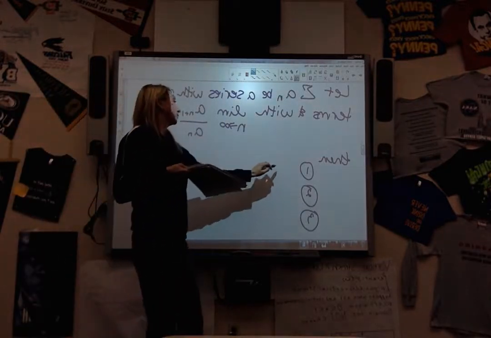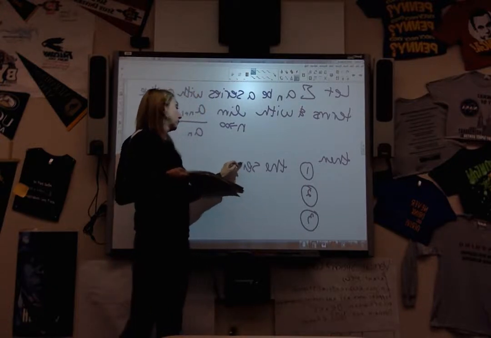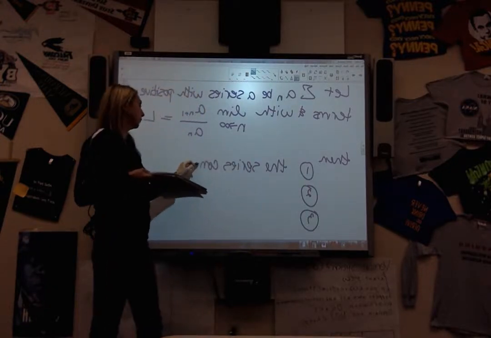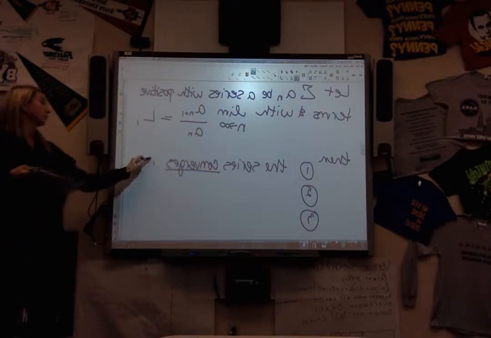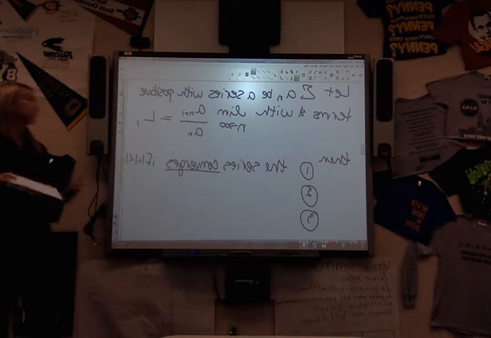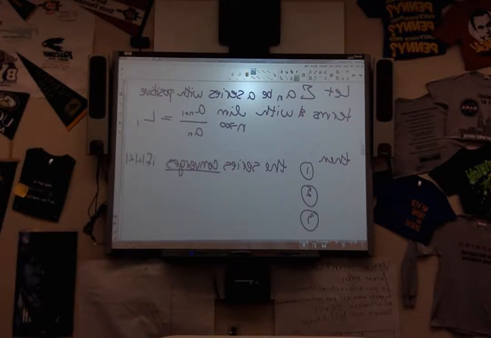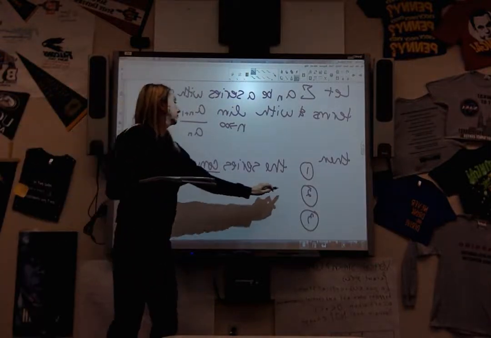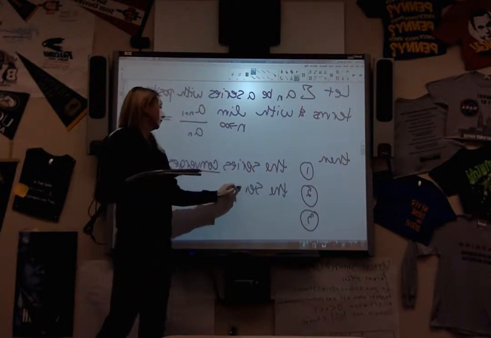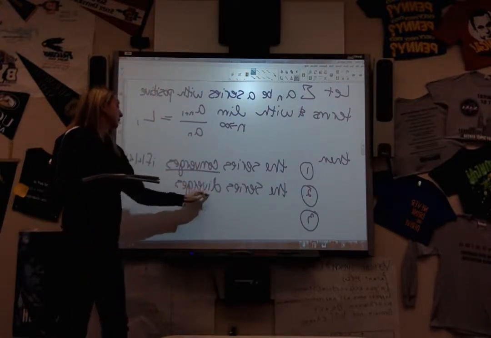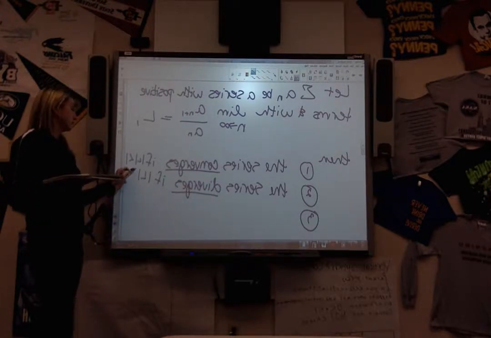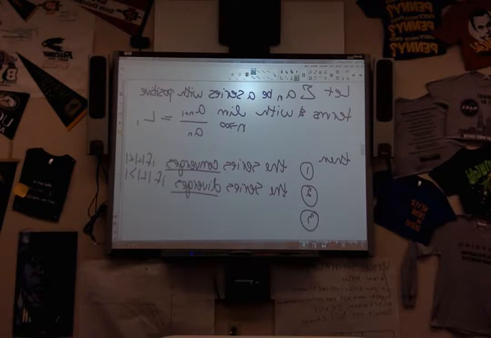When you do that, the series converges if the absolute value of L is less than 1. So when you take the ratio of the next term to the previous term and your L is less than 1, your series converges. The series diverges if the absolute value of your L is greater than 1.